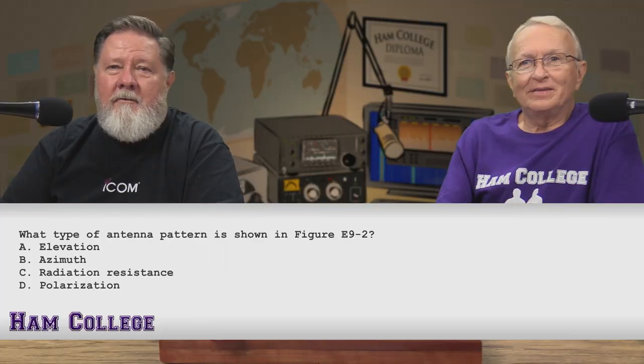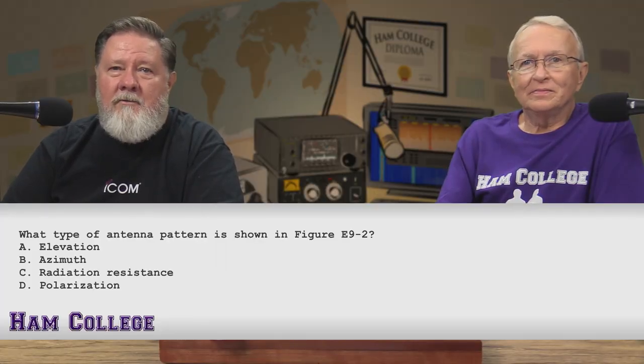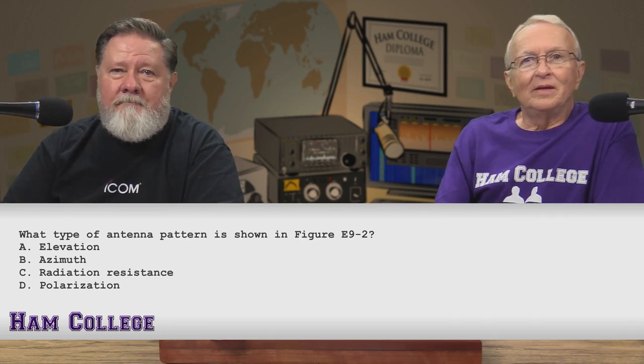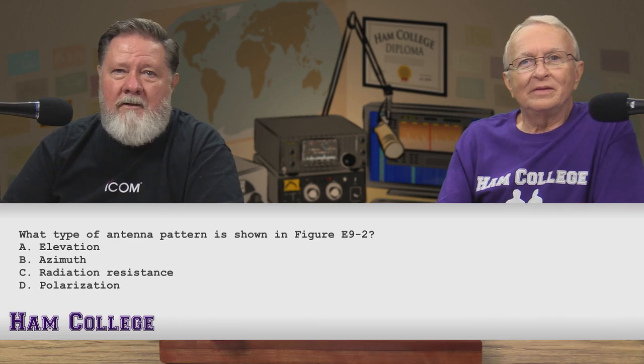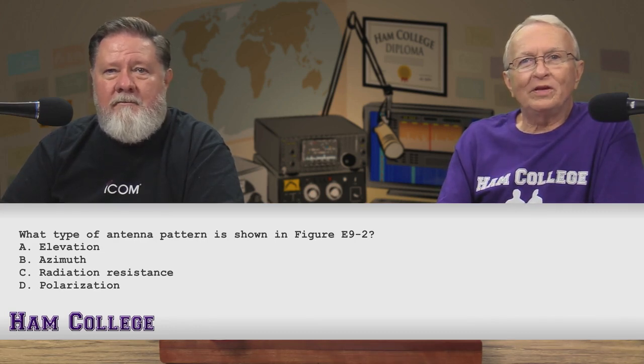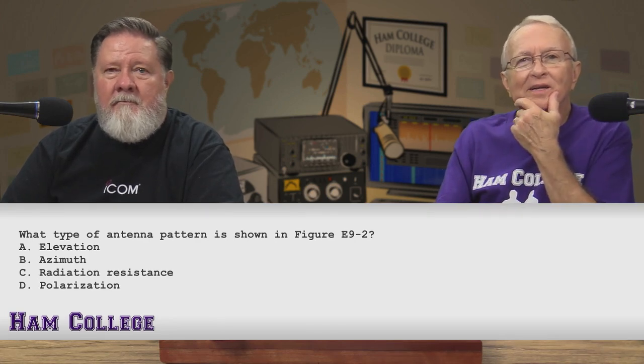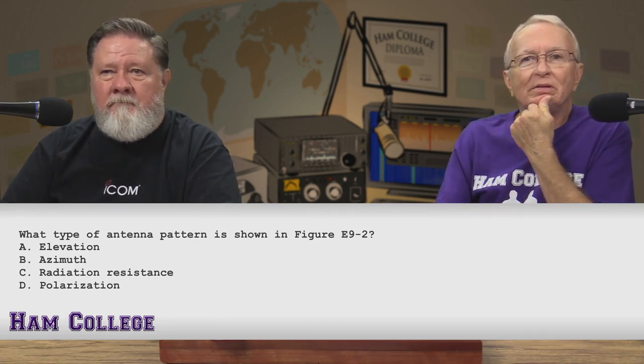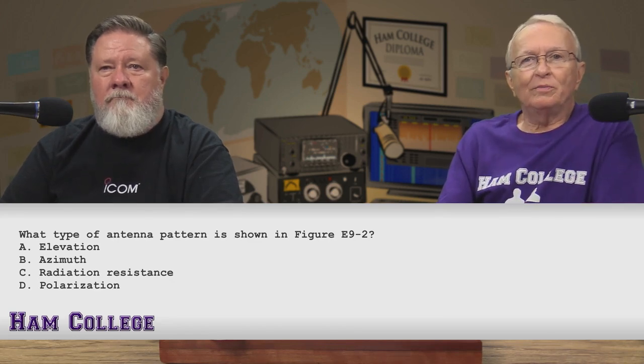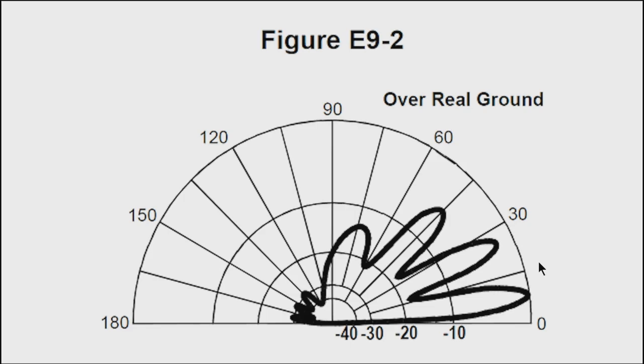What type of antenna pattern is shown in figure E9-2? A, elevation. B, azimuth. C, radiation resistance. Or D, polarization. All right, it's not polarization. It's not radiation resistance. I don't see any ohms on there. So that leaves elevation or azimuth.